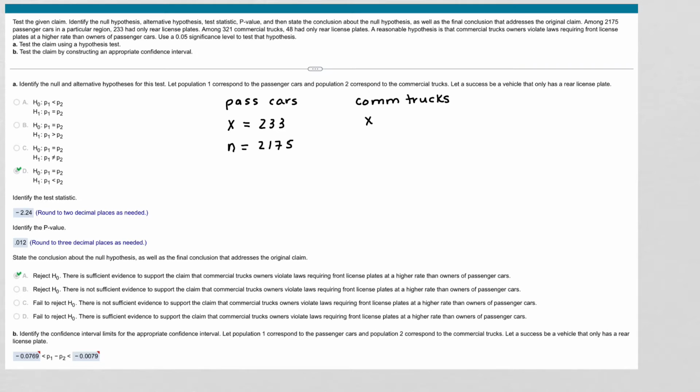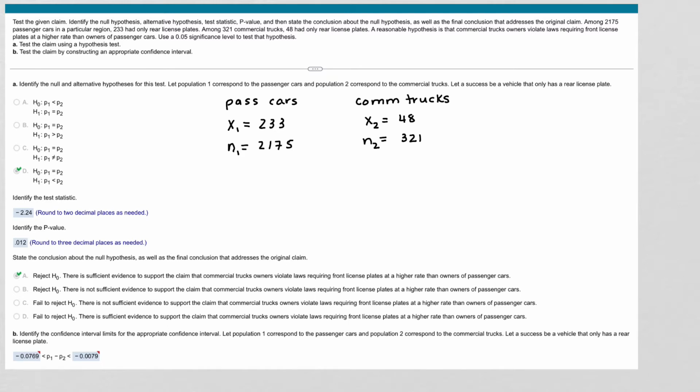In that case, X is equal to 48, and that's out of 321. So I need to designate one of these as group 1 and the other as group 2. Since the passenger cars came first, I'm going to call that group 1. So I make that X1 and N1, and then for commercial trucks, X2 and N2.